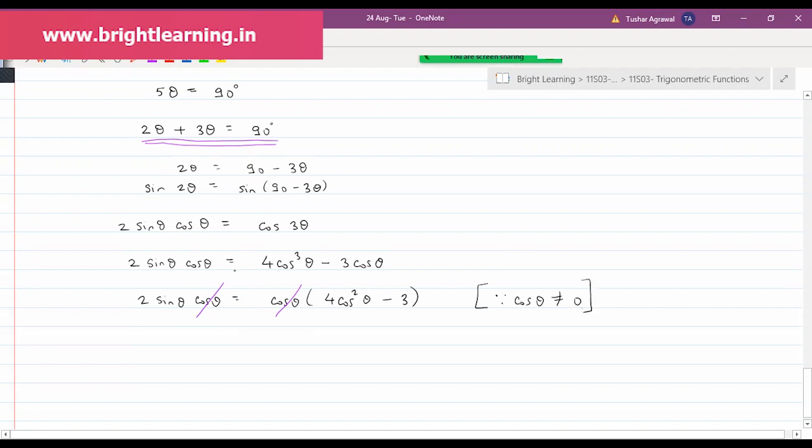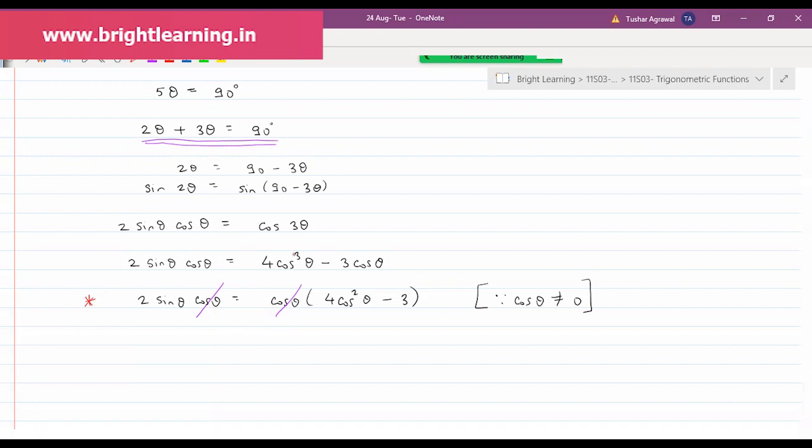While solving trigonometric equations, be careful to cancel such terms. This is a crucial step. Here we were 100% sure that cos theta is not 0. That's why we could cancel them. If you don't know for sure, theta may be one of the solutions.